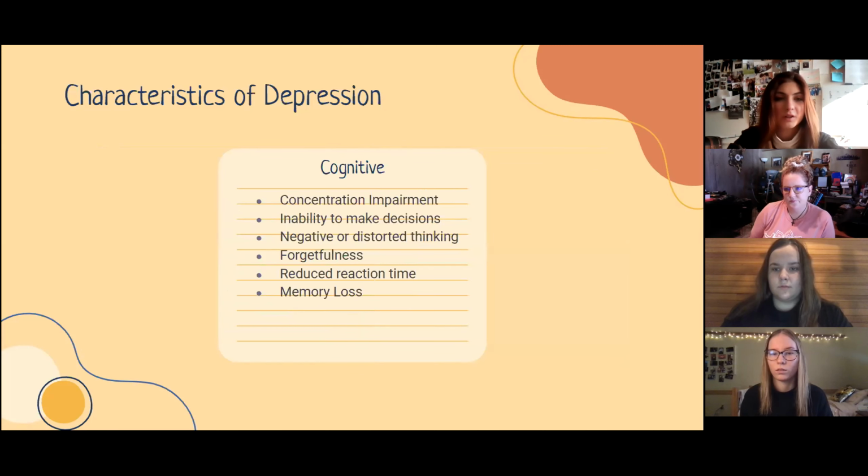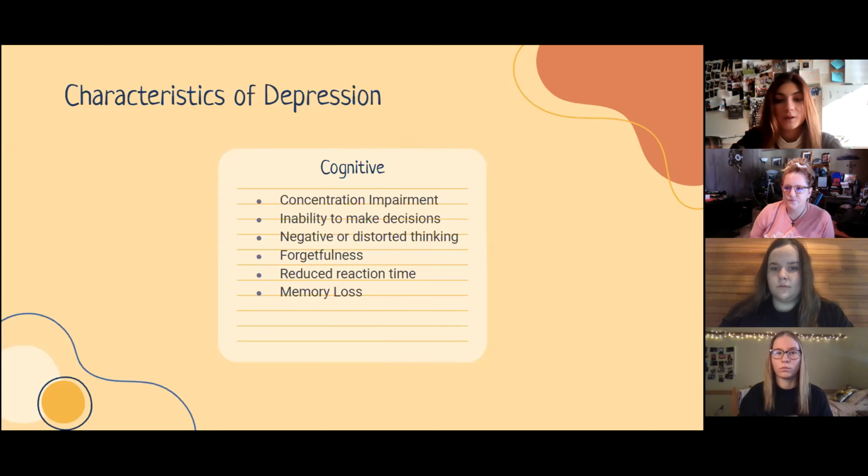Moving on to the cognitive characteristics of depression, a student, specifically a student with depression, can experience concentration impairment, which means that in the classroom they may be distracted by a lot of things, or they may not be able to focus on anything. It's very hard for an individual with depression to concentrate on one subject or anything outside of their own head, and that's important to recognize as an educator.